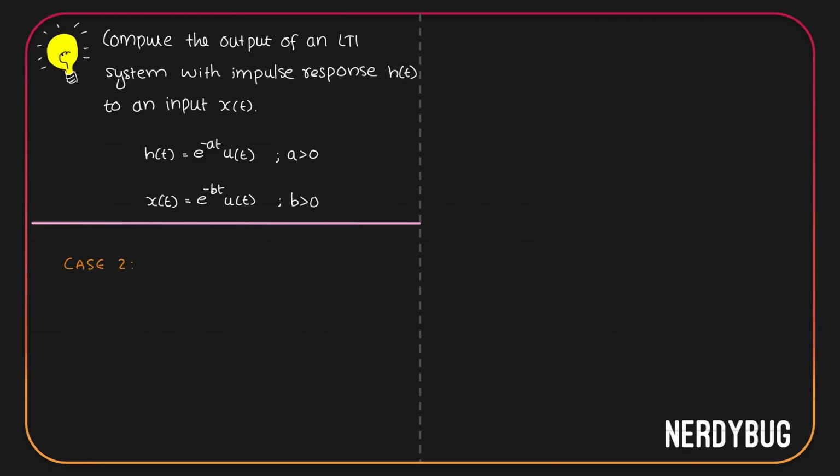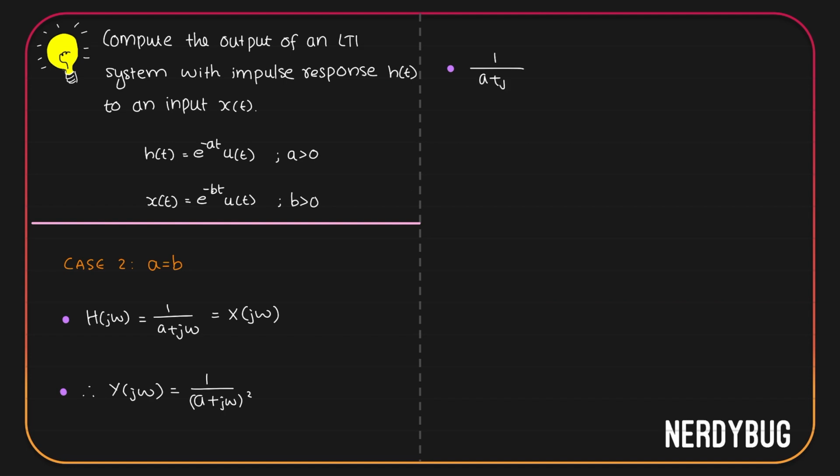Case 2 where a is equal to b. In that case, h of j omega will be 1 by a plus j omega and x of j omega will also be 1 by a plus j omega because b is equal to a. Then if we use the convolution property, y of j omega is the product of these two. So it will become 1 by a plus j omega squared. Now to find y of t, we have to find the inverse of 1 by a plus j omega whole square. For that, we'll use a trick.